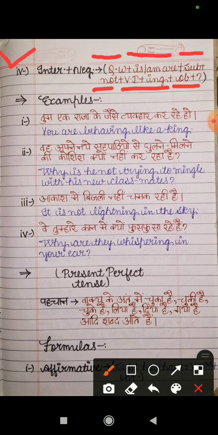Now let's see some examples of present continuous tense to understand it better. First sentence is तुम एक राजा के जैसे व्यवहार कर रहे हो. So here you is the subject and with you we use are. You are behaving like a king.